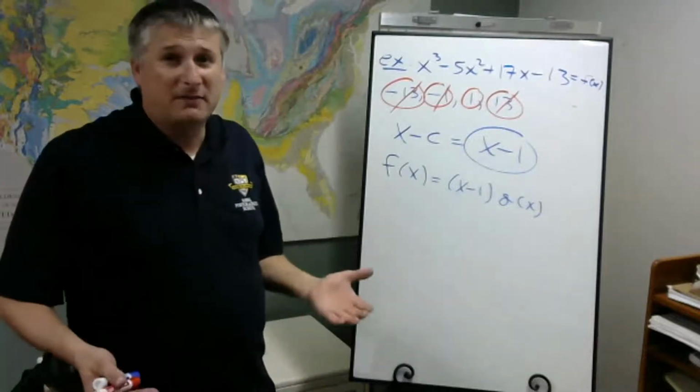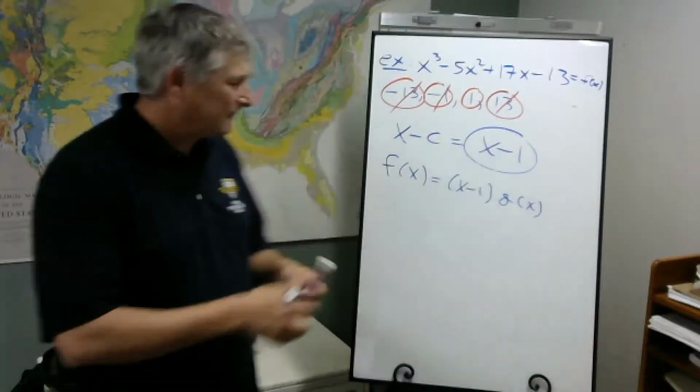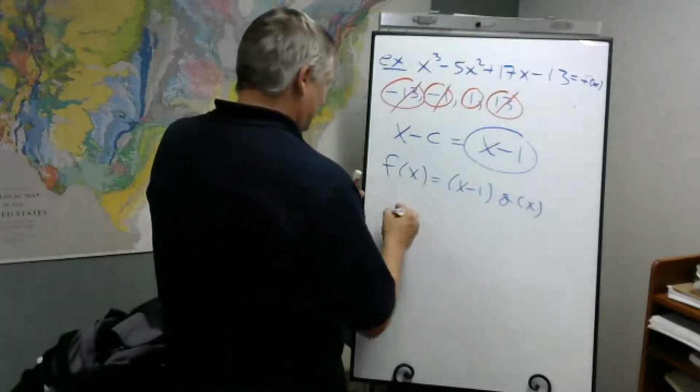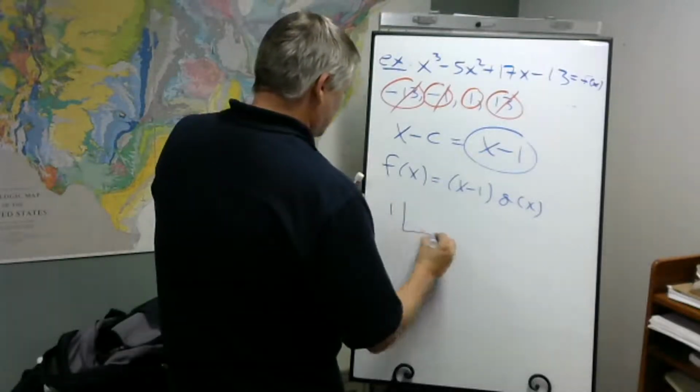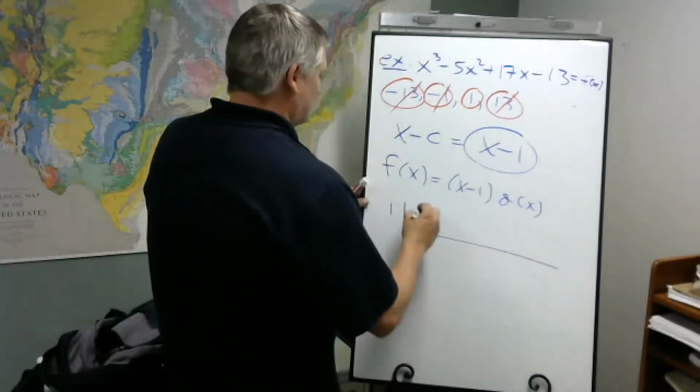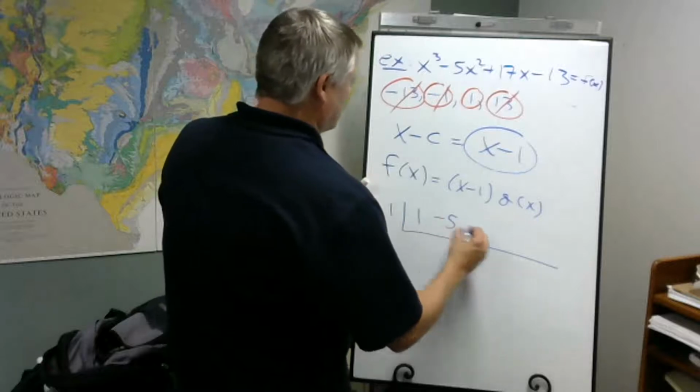Now we're going to use synthetic division. It just makes things faster. So keep the coefficients.